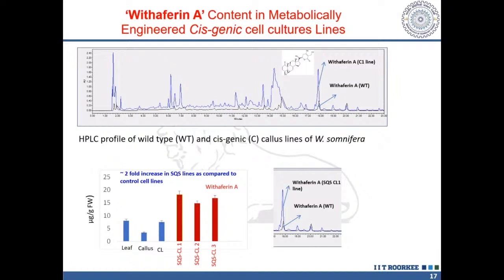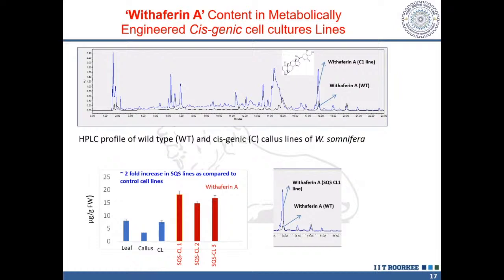So currently we are trying to put more and more genes into the pathway. We are also trying to make a double construct with SQS and SQE, not only to see the enhancement of vidaferrin A, but also how the pathway flux works and what the role of each transgene is. So till now we have generated 18 cisgenic cell lines, and more or less the average production is almost 2 times higher than the control plant leaves.